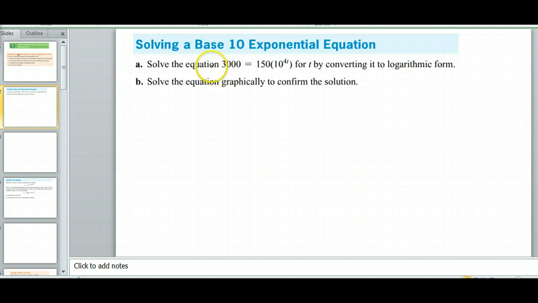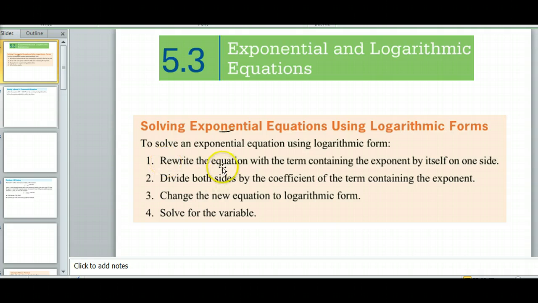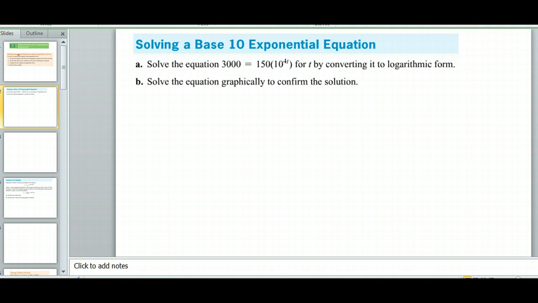We want to solve this equation for t by converting it to a log form. After we're done, we're going to solve it graphically just to make sure that we are getting the right answer. Notice the first thing this tells us to do is rewrite the equation with the term containing the exponent by itself on one side. This is the term that contains the exponent, just the 10 to the 4t power.